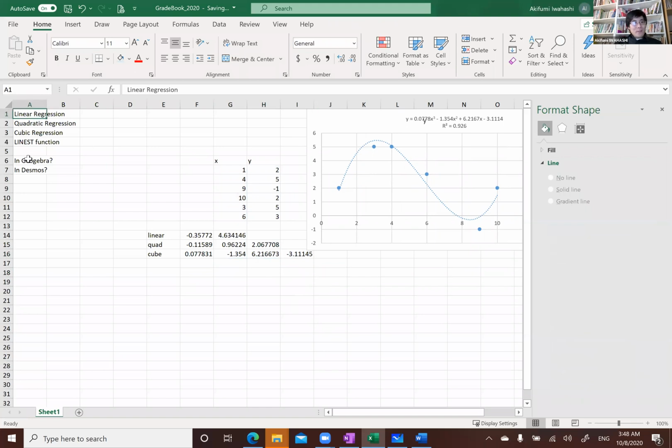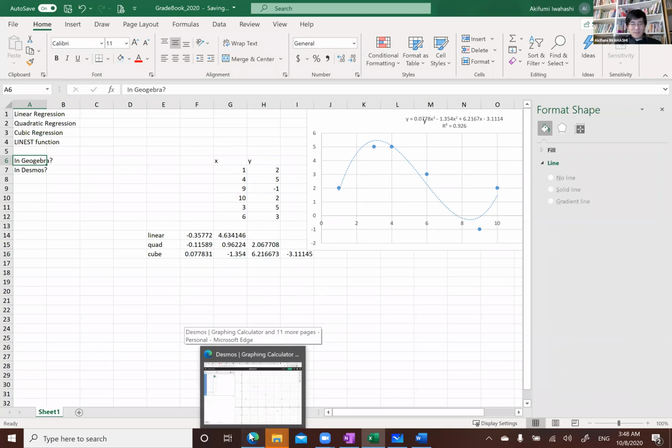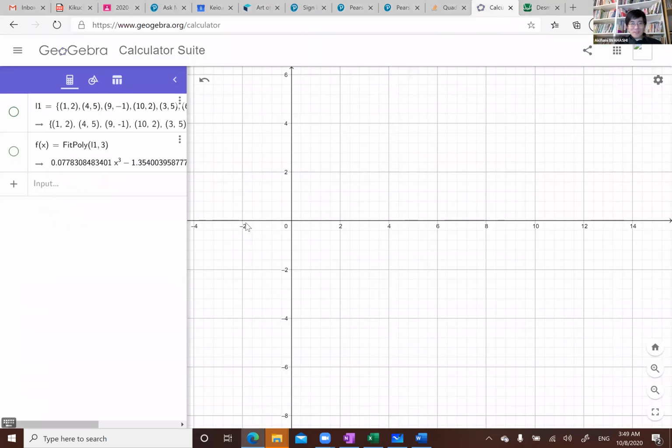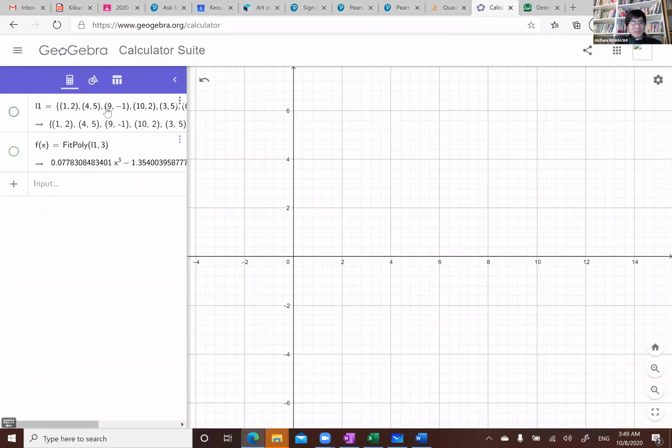Next, I'm going to explain how to do the same thing in GeoGebra. So I'm going to move to GeoGebra, which is actually this one. Here I have already put in a set of data. When x is 1, y is 2, when x is 4, y is 5, when x is 9, y is -1, and so on. It's a set notation, and each coordinate represents the input and output of the function. So this is going to look something like this.